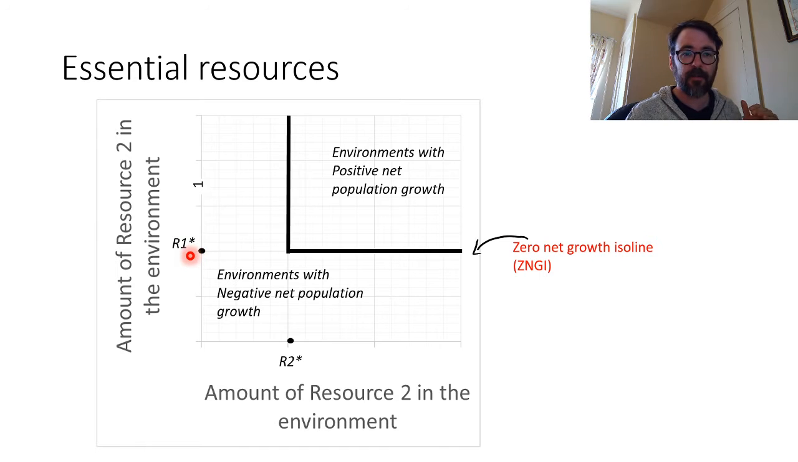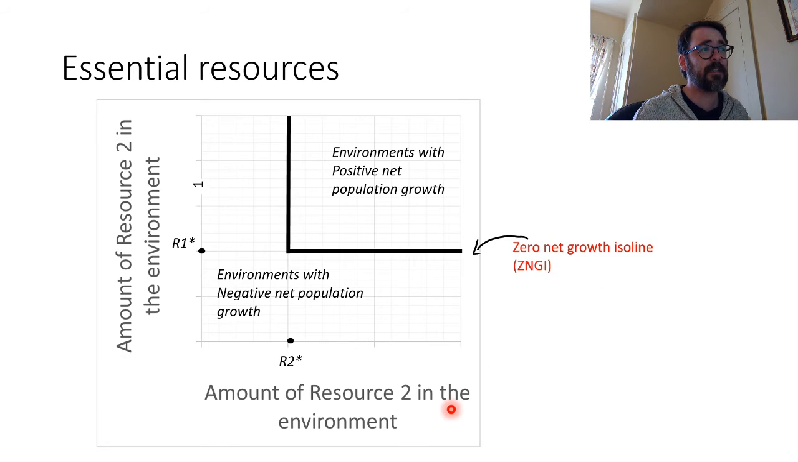Right, so if these are essential resources, there is an amount of resource 1 that if the plant draws it to that level, there's going to be 0 growth. And there's an amount of resource 2 that if the plant draws it to that, there's going to be 0 population growth. And from these 2 points, we can draw this sort of square line, which is called the zero net growth isocline, or ZNGI for short.